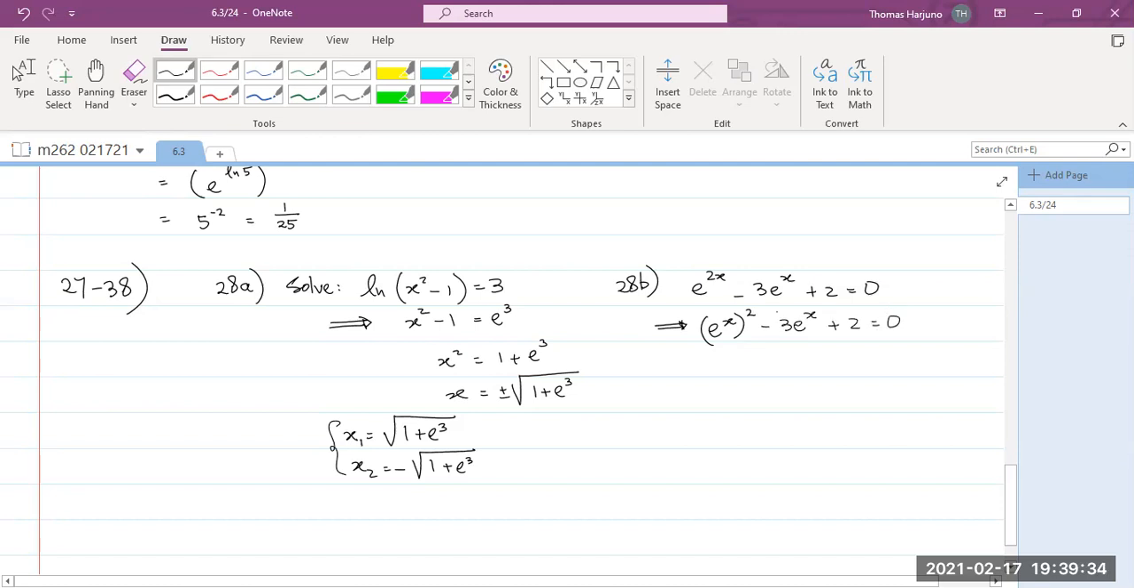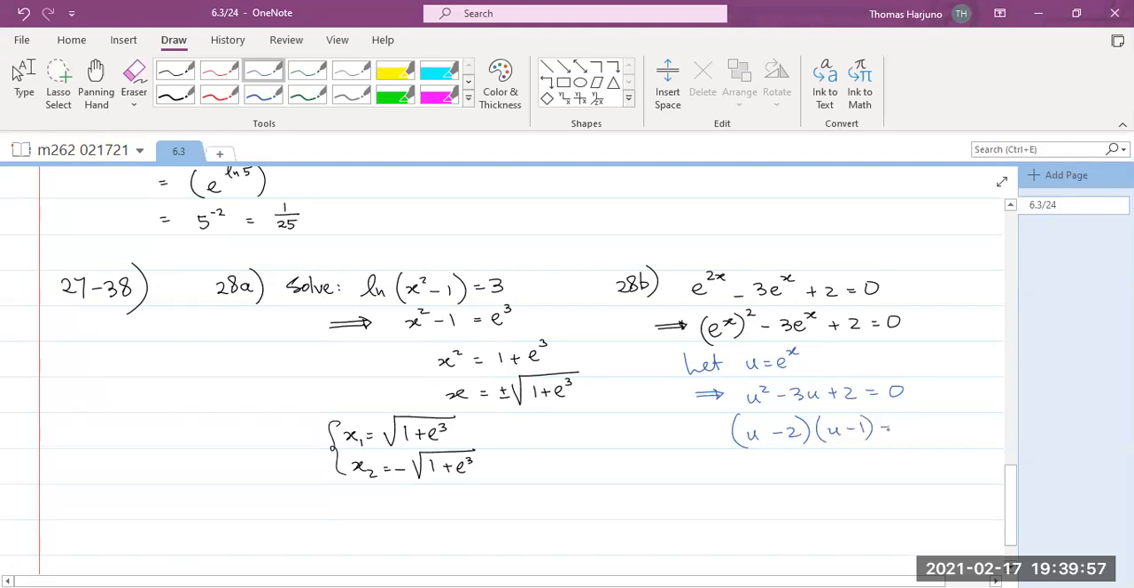Okay, so you can use substitution if you like. You don't have to, but you can say let u equal e to the x. If something is ugly, substitute with u. Then if you do that kind of substitution, you will get u squared minus 3u plus 2 equals 0. And then you factor it.